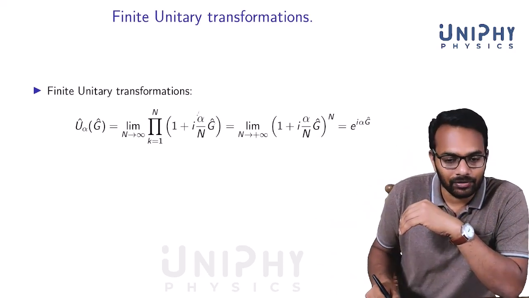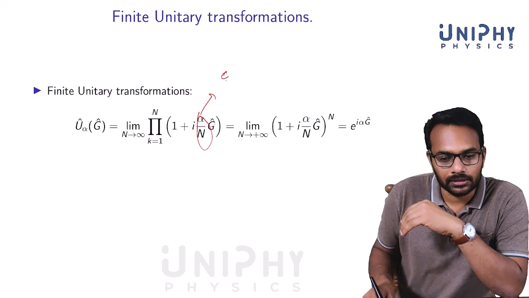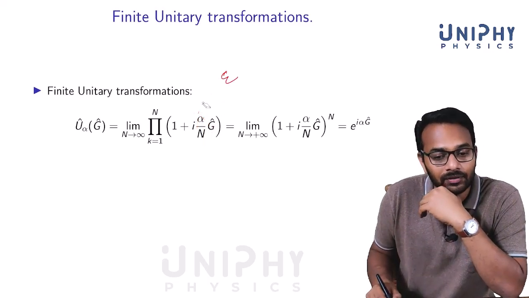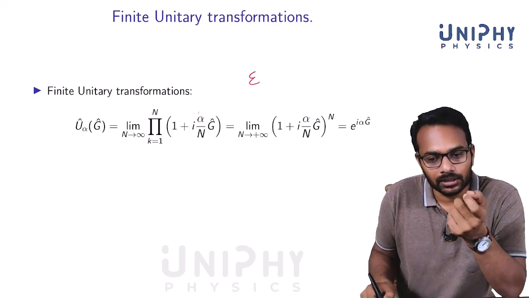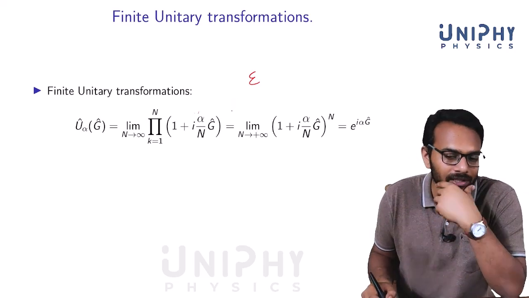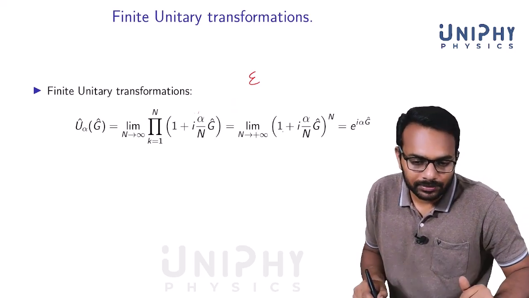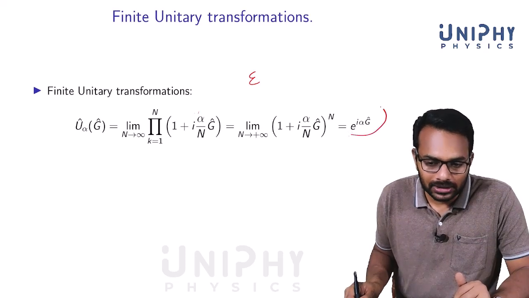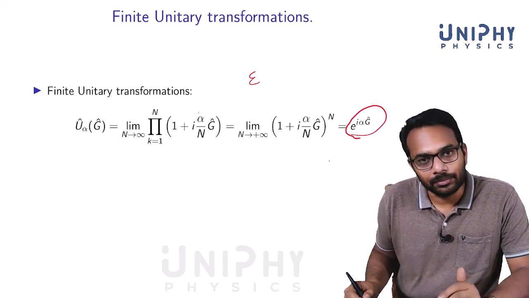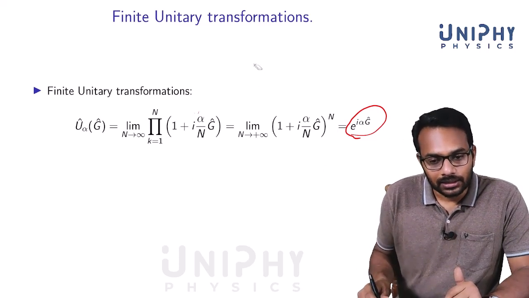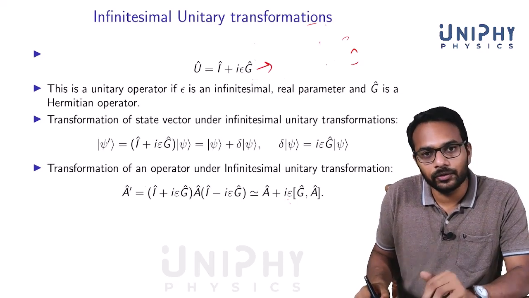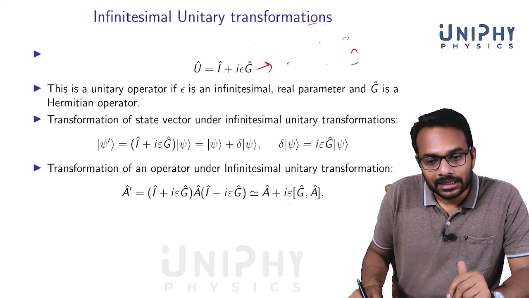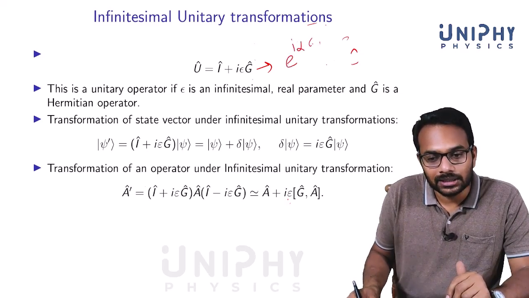Here alpha by n is the infinitesimal parameter, so this is epsilon. Alpha is a finite parameter, and we have divided it into a large number of pieces, each of magnitude epsilon. You just take this product, and it boils down to e raised to i epsilon G cap. So if you do this infinitesimal transformation a large number of times, it builds up to a finite unitary transformation.